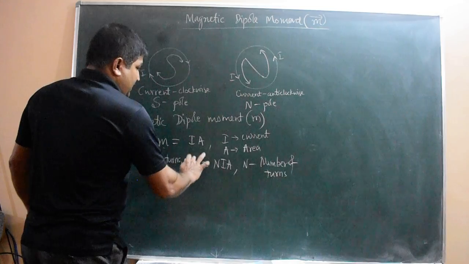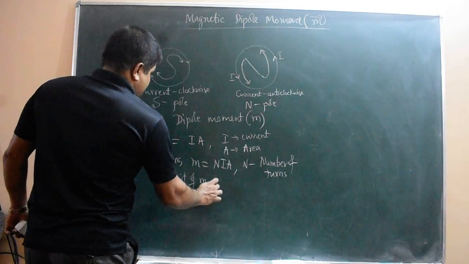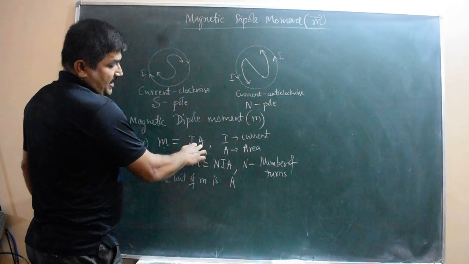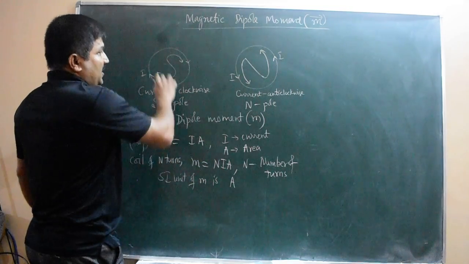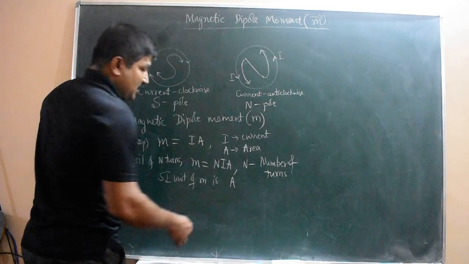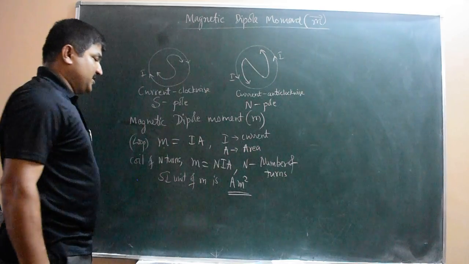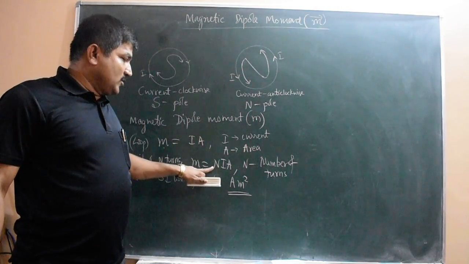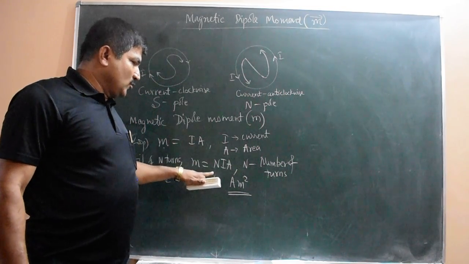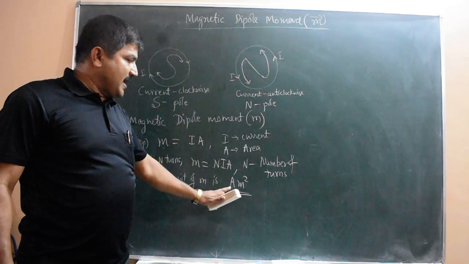The SI unit of M: the SI unit of current is ampere. Then A stands for the area of the loop. If it is a circular loop, it is pi r square; for a rectangular loop, length into breadth. So the SI unit of area is meter square. N has no dimension or unit, since it is the number of turns. So the unit of magnetic dipole moment is ampere meter square.